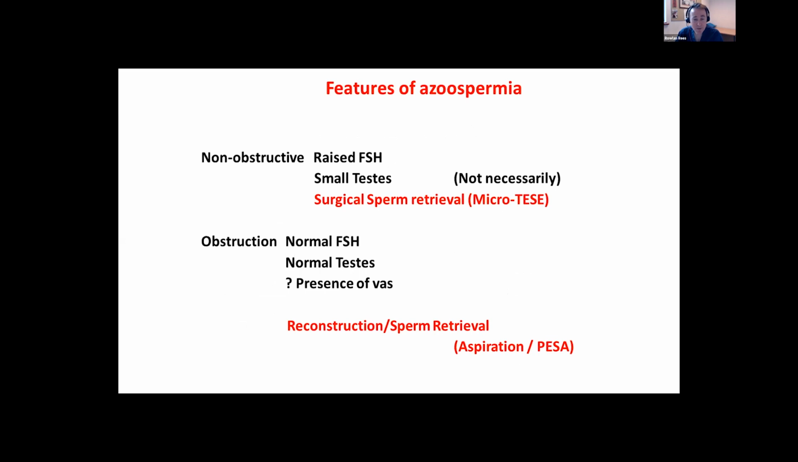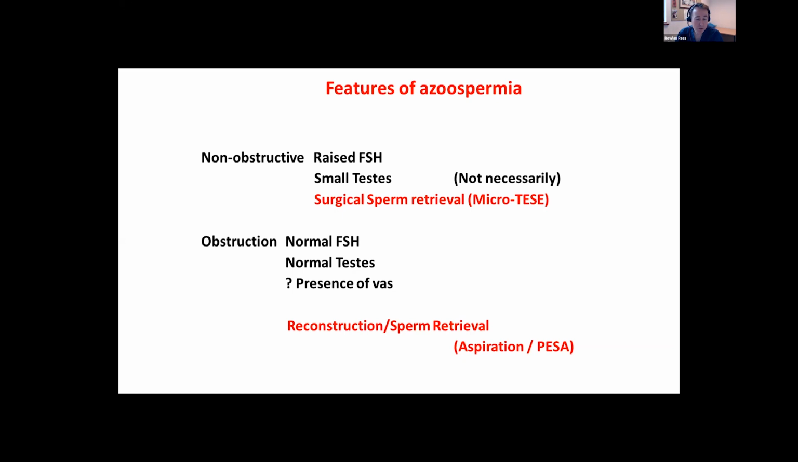When we examine them and try to distinguish, is this man in front of you who's got azoospermia, have they got an obstruction or have they not? Then we need to look at the FSH level. As I said, if the FSH is raised, then that's pointing towards testicular failure, and that would fit with smaller volume testes, but that is not always the case, in which case these men are going to have to go on and have an in-depth surgical sperm retrieval, or so-called microdissection, TESE.